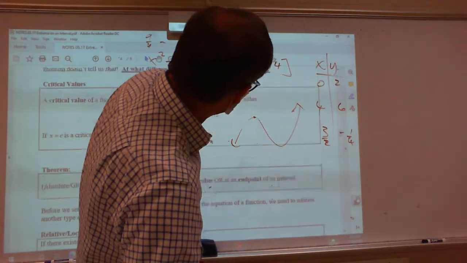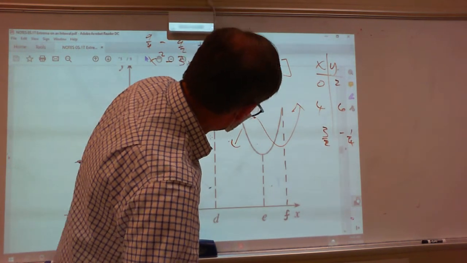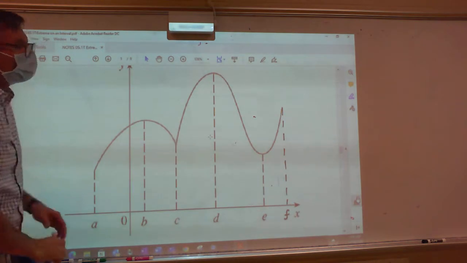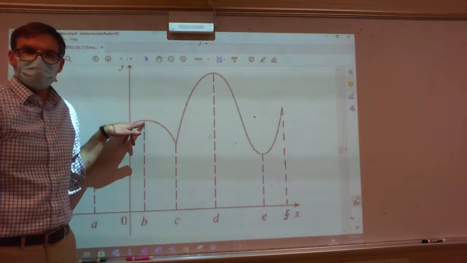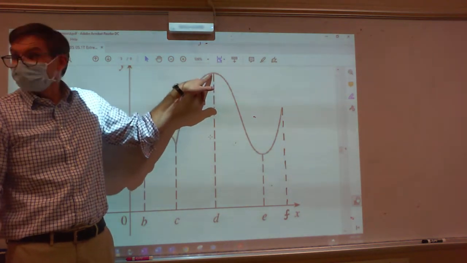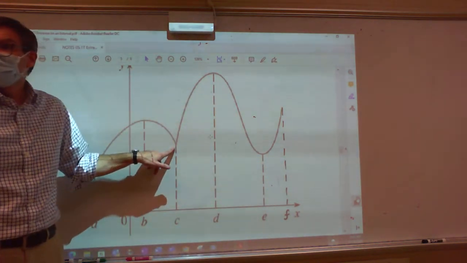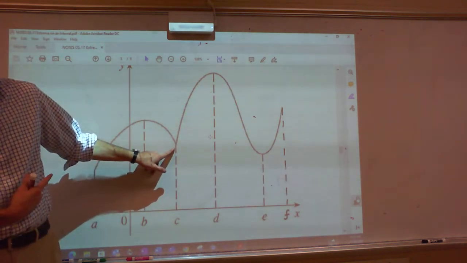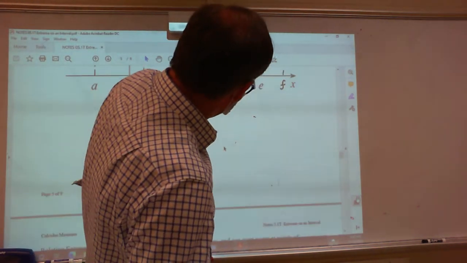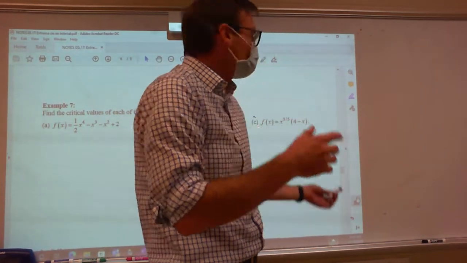Okay, let's look back at this picture. If we are looking for local max and local mins, that's a local max, right? You see our derivative is 0? That's a local max. See our derivative is 0? That's a local min. And this is a local min. What's our derivative here? It doesn't exist because it's a cusp. I'll go through some examples here.